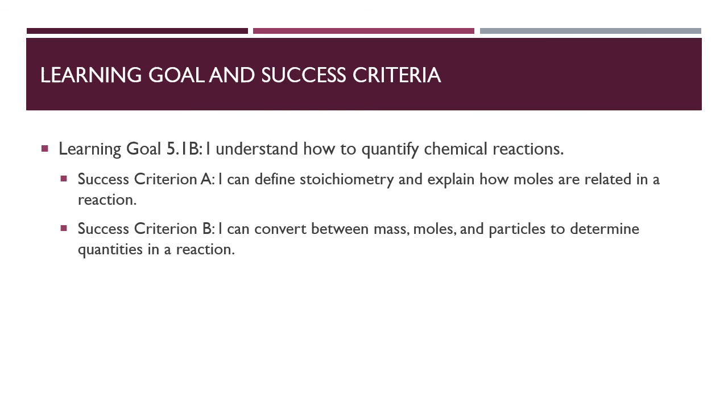All right, so that concludes the practice and the examples there. So just reviewing our learning goal and success criteria. Our learning goal, I understand how to quantify chemical reactions, and we looked at the 2 success criteria there. I can define stoichiometry and explain how moles are related in a reaction, and I can convert between mass, moles, and particles to determine quantities in a reaction, and you saw examples of all that there.